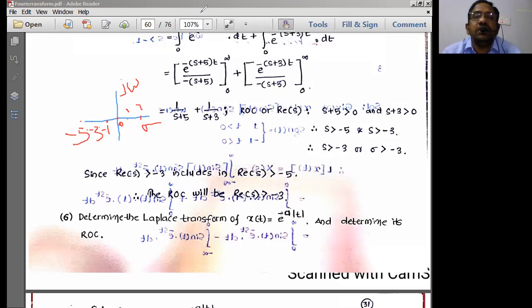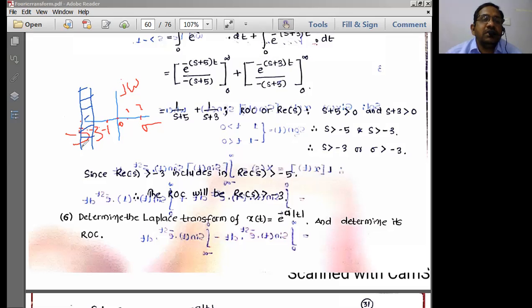And what about the region of convergence that I'll be having here? Let us look into that now. This is the minus 3 plane, and this is going to be minus 5. Sigma is equal to minus 3 constant line. Sigma is equal to minus 5 constant line. Now, what about the region of convergence? The region of convergence is going to lie in between these two, minus 3 and minus 5.